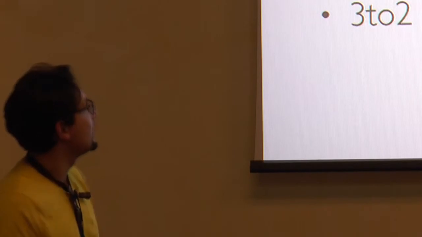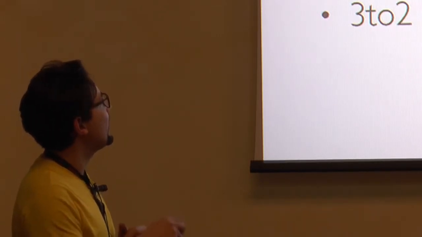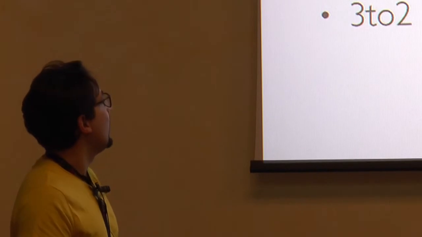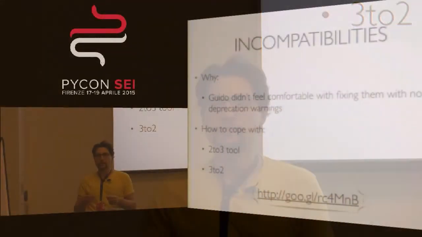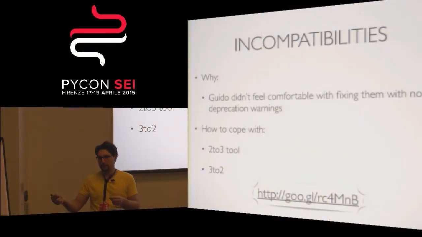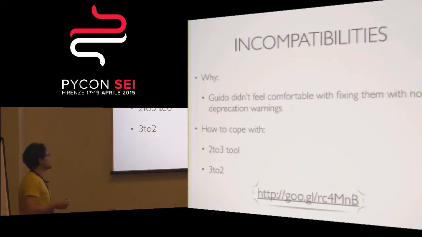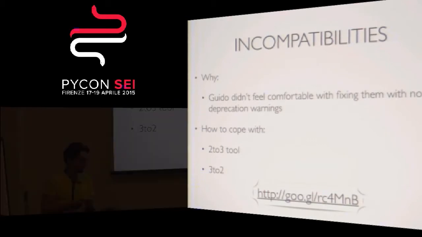And how to cope with these incompatibilities? Actually, there are some tools. 2to3 is one of the most famous ones, which is in charge of taking Python 2 code as input and changing it in a Python 3 compatible way. Indeed, there is also another tool, which is 3to2, which has exactly the opposite aim, to translate Python 3 code into a Python 2 compatible one. And this is interesting for the things I would like to discuss with you today.